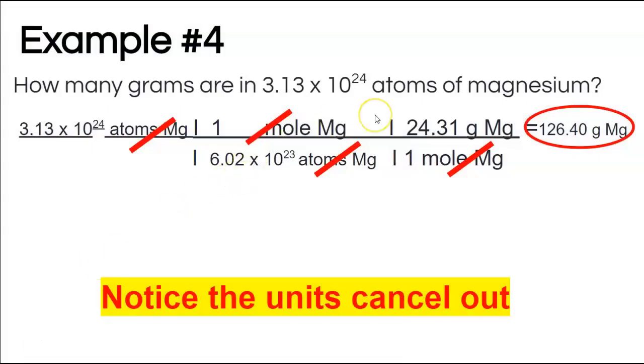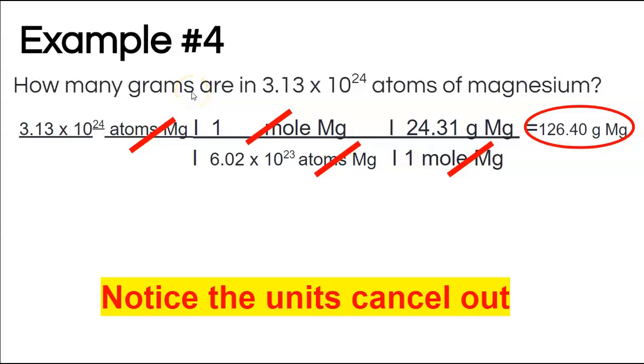So I look up magnesium on the periodic table, and I find out that 1 mole of magnesium weighs 24.31 grams. Moles of magnesium on top here means I have to put the moles of magnesium in the bottom to cancel them out. 1 mole of magnesium weighs 24.31 grams of magnesium. All my units have canceled except for the grams of magnesium, which is what I was looking for in my problem. So now I do the math.